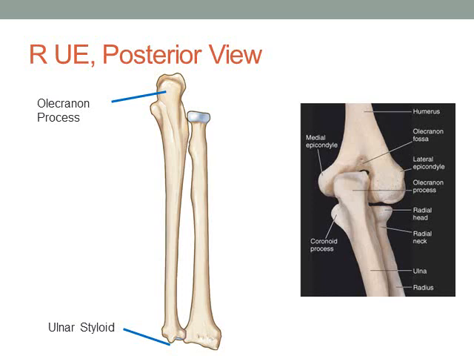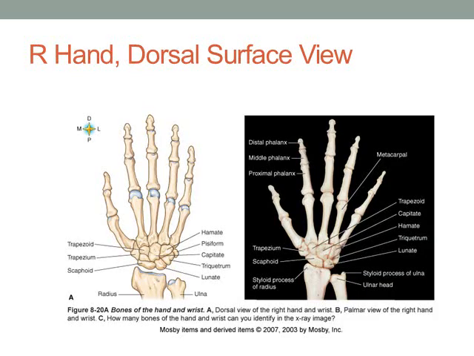This is the posterior view. So again, you can see the olecranon process and another image of the ulnar styloid. The picture on the right does a great job of showing you the distal humerus and the top or proximal portion of the ulna and radius. So you can see how everything kind of fits together. Remember that this is a posterior image.